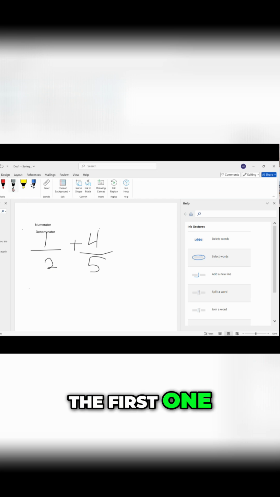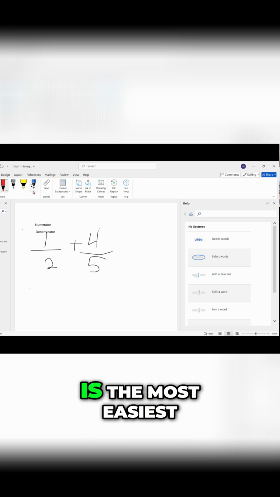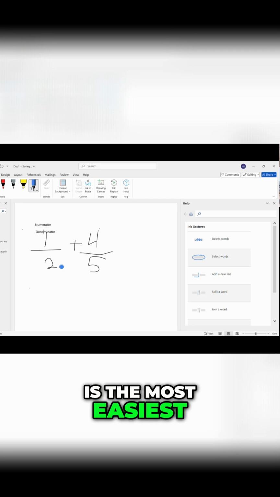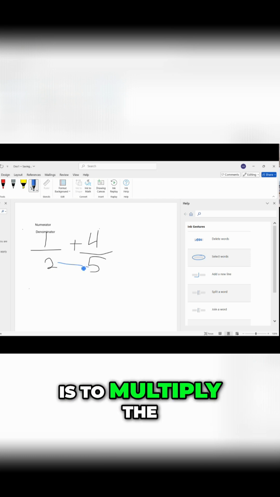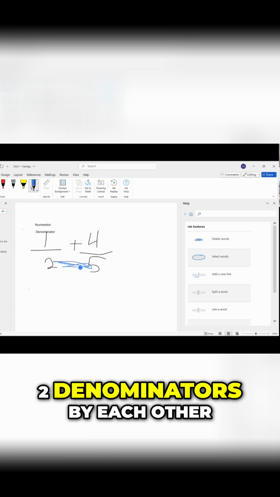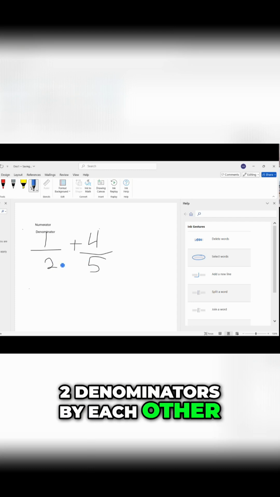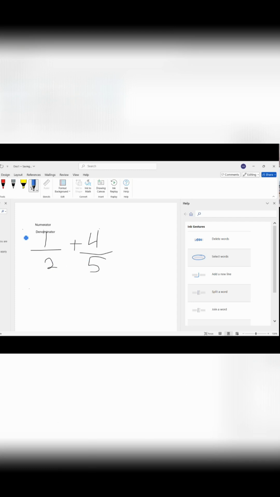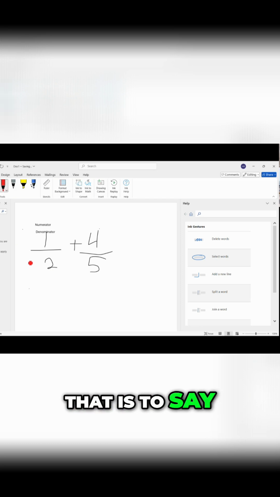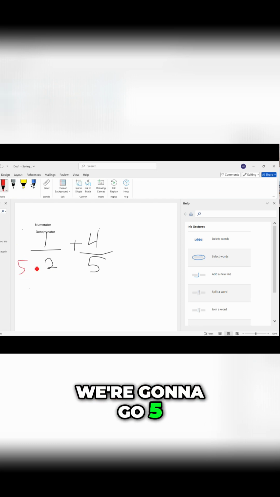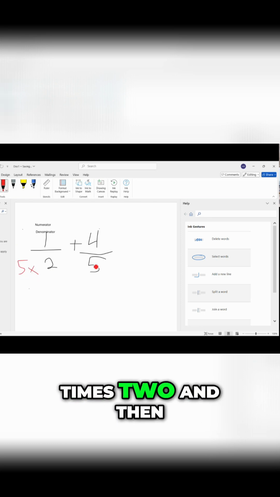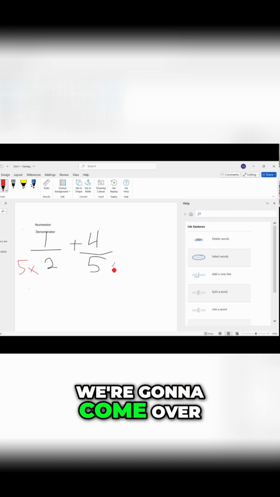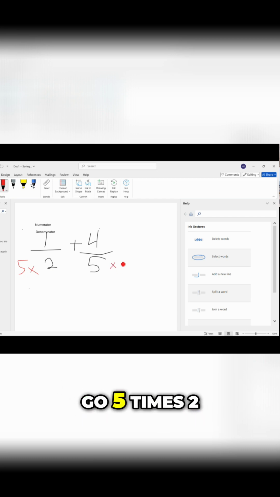The first one, and one of the ones I think is the easiest, is to multiply the two denominators by each other. That's to say, we're going to go 5 times 2. And then we're going to come over here and as well go 5 times 2.